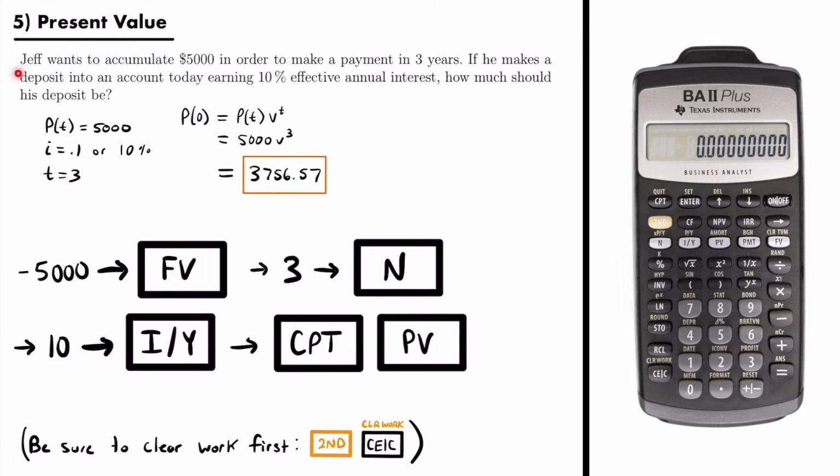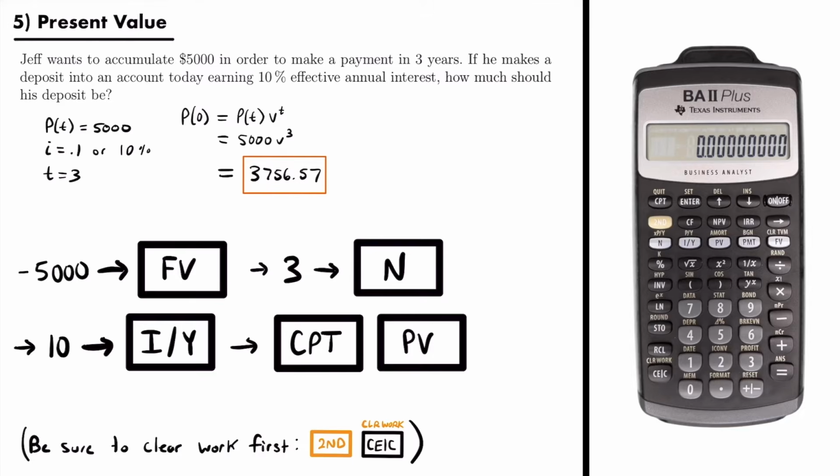And that was given that Jeff wants to accumulate $5,000 in order to make a payment in 3 years. If he makes a deposit into an account today that earns 10% effective annual interest, how much should his deposit be? Right, so that is a present value problem. We want to know how much he deposits today, the present value of an amount $5,000 that he will have in 3 years. All right, so we're told that the interest rate is 10%, the number of years n is 3, and the future value is 5,000.